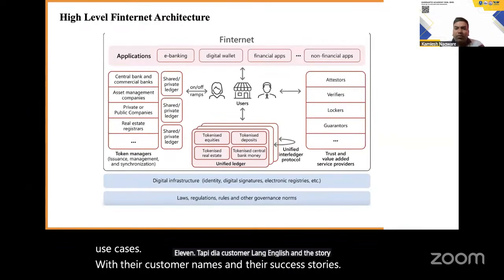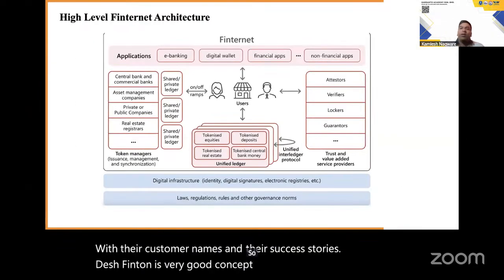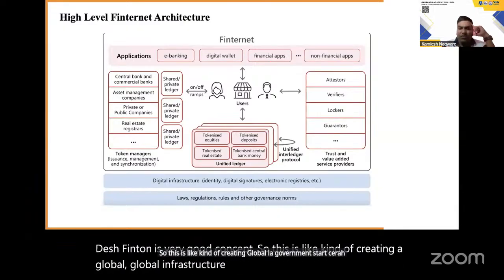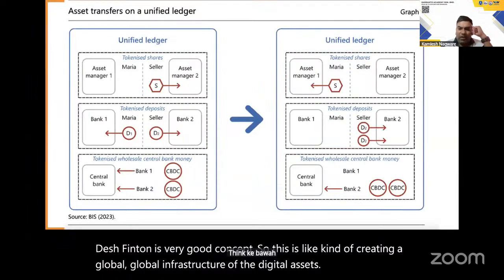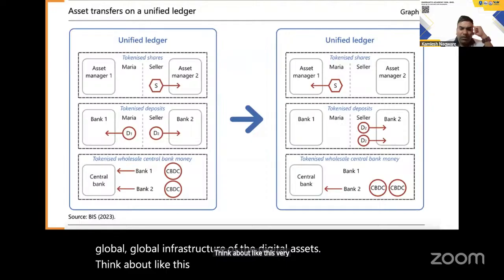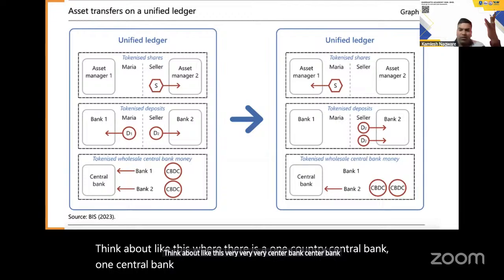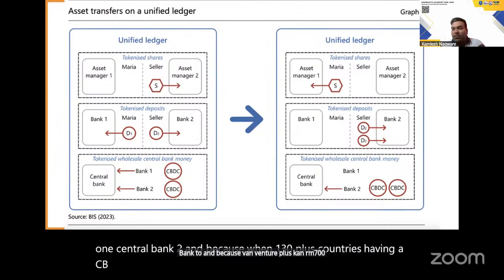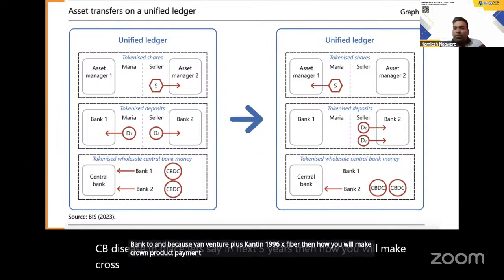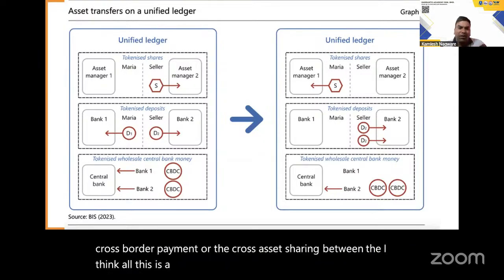This Finternet is a very good concept. It is creating a global infrastructure for digital assets. Think about it like this: there is one country's central bank, and another central bank. When 130-plus countries have a CBDC in place, let's say in the next 5 years, how will you make cross-border payments or cross-asset sharing between them? A complete ecosystem is building up.